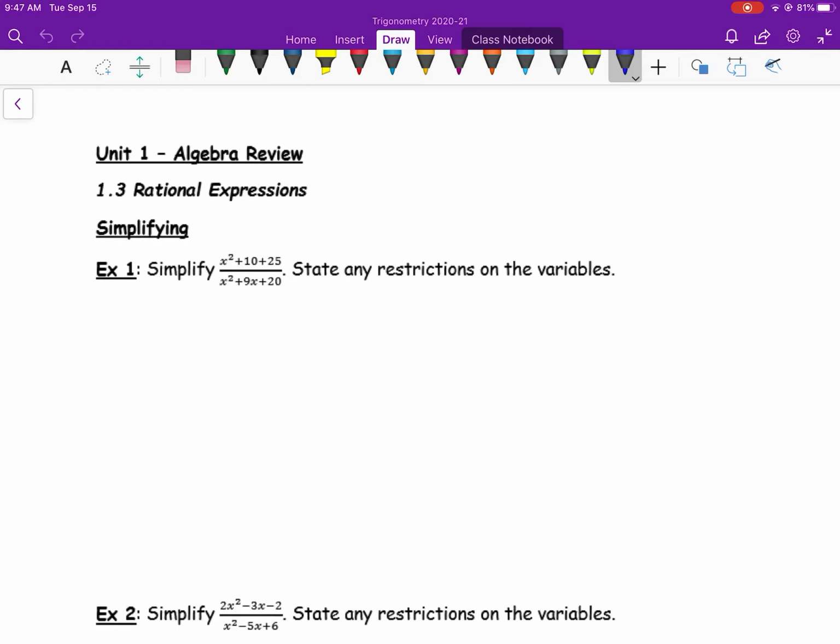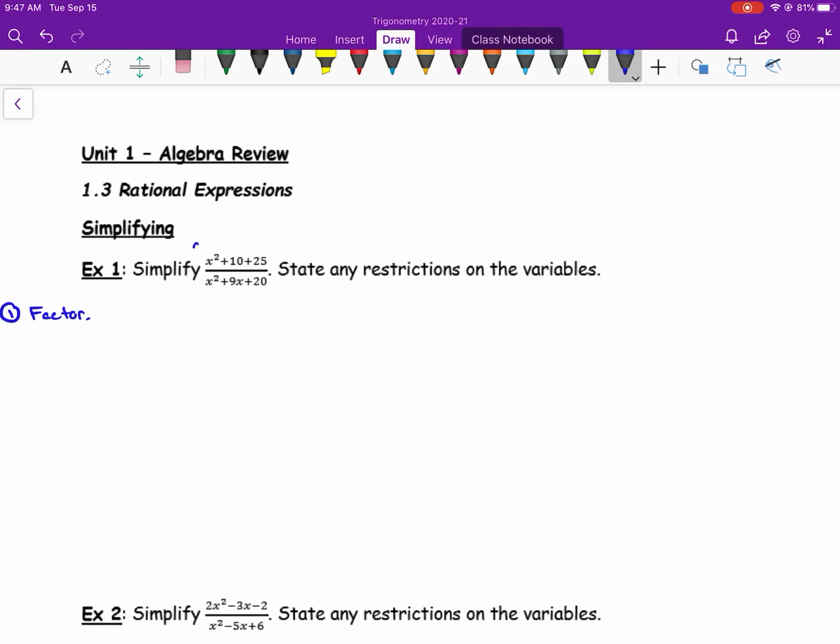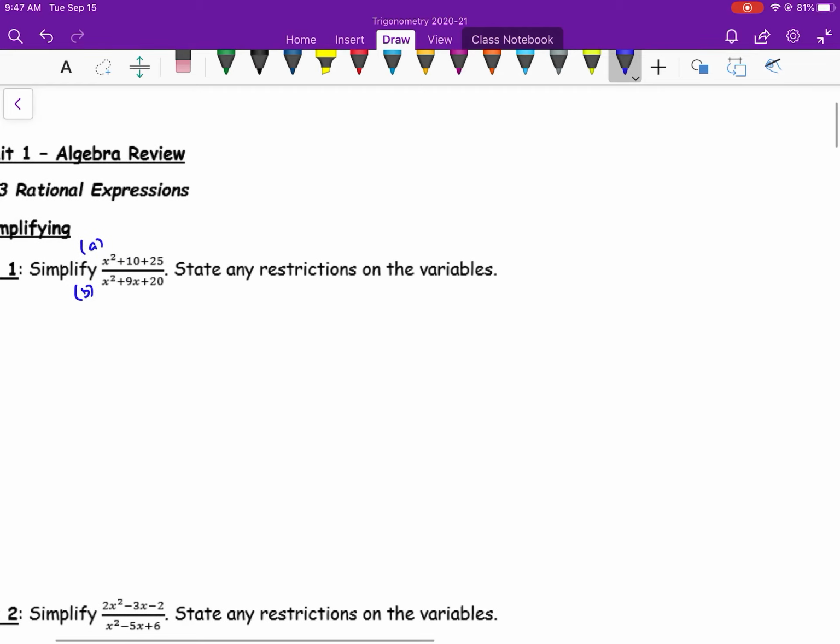divided by x squared plus 9x plus 20. We're going to state any restrictions on the variables. So our first step is to factor. You always want to factor everything out that you can. Alright, so I'll label these A and then B. So over to the side here, I'll work on A.